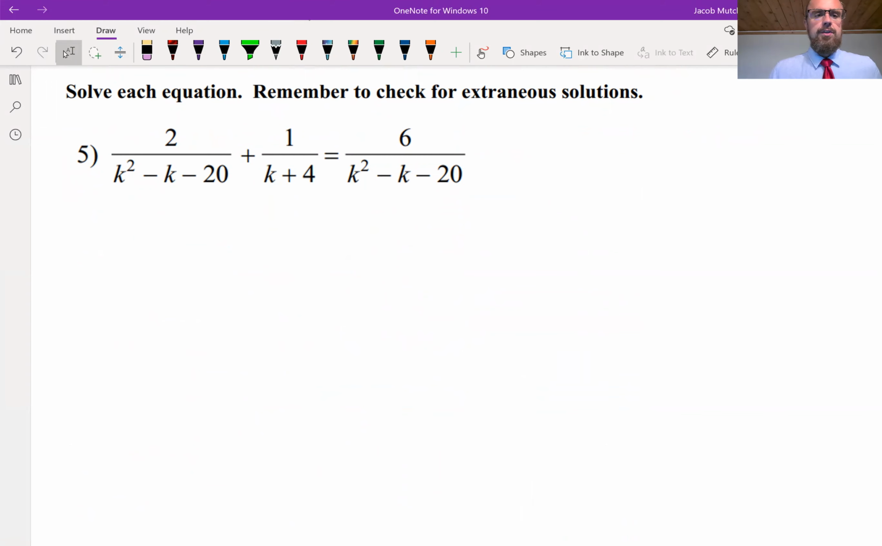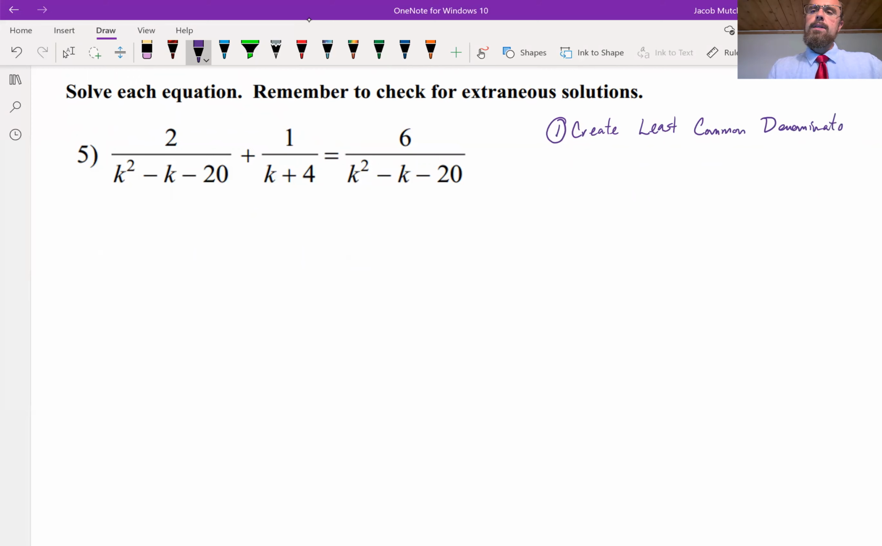I've got 2 over k squared minus k minus 20 plus 1 over k plus 4 equals 6 over k squared minus k minus 20. My goal again initially is to create a least common denominator. And this is slightly different because these are either trinomials or binomials. And so I need to think in terms of factors that are binomials, least common denominator.